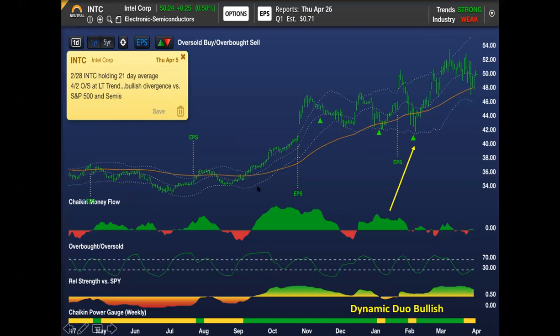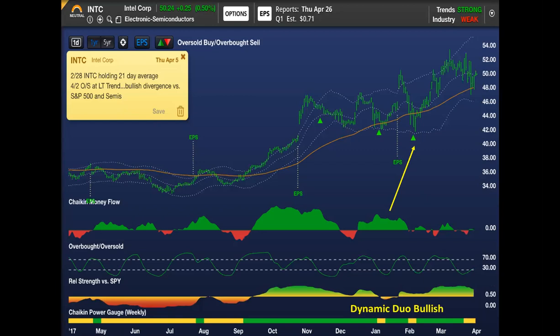Now, at the upper left of the screen is one of the newest features of Chaikin Analytics, the ability to pin a note to the stock. So I've been watching Intel since late February when it's held its 21-day average, while other stocks were making new lows. And then just the other day, I noted that it was oversold at our long-term trend line with bullish divergence versus the S&P 500 and the semiconductor stocks. So we've given you a new capability to write a note, have it pinned to the stock so you can look back at what you were thinking on a given day, almost like a trading journal for the individual stock. So Intel is an example of taking advantage of volatility.